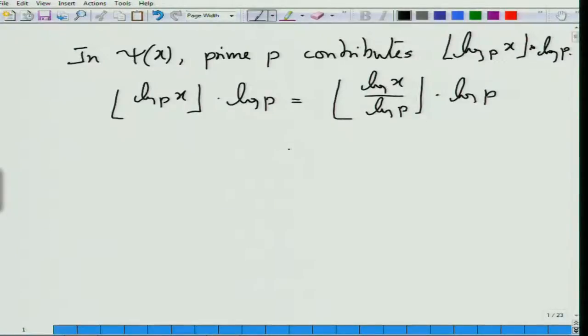Now this is log x over log p plus order 1. It can differ from log x over log p by at most 1, right? In the worst case, it will differ by something close to 1.